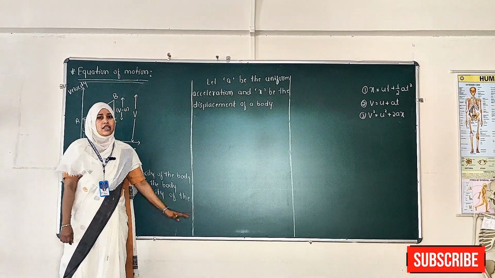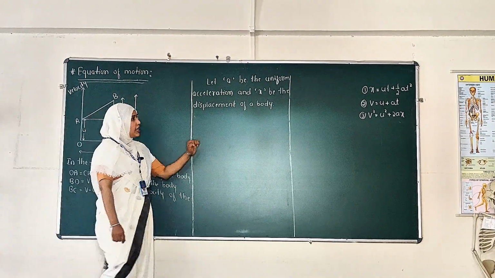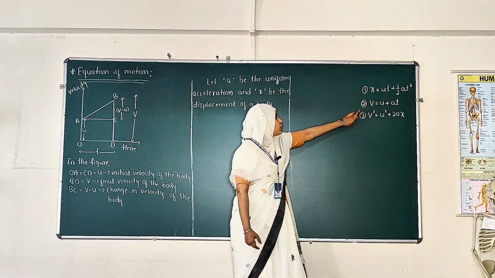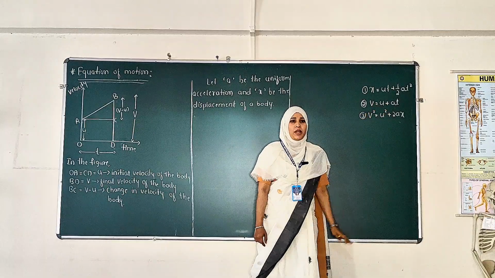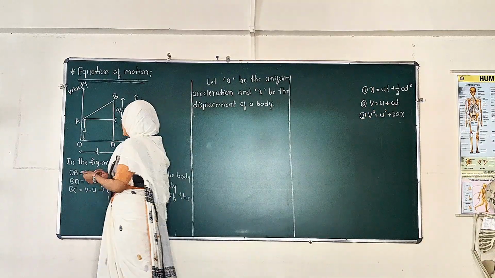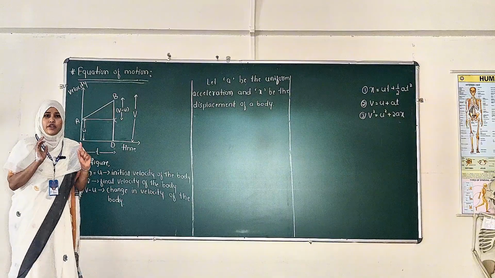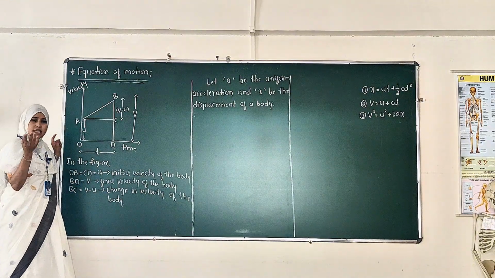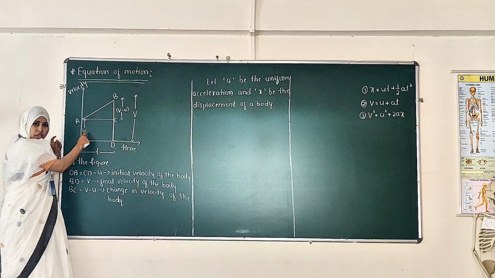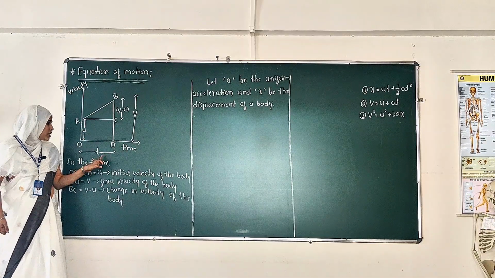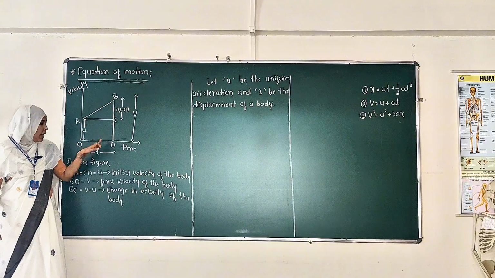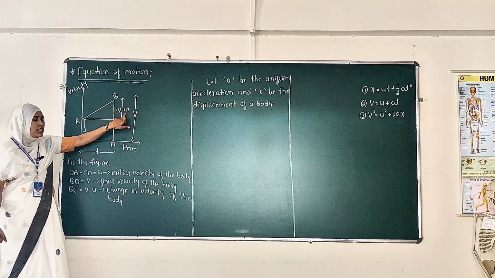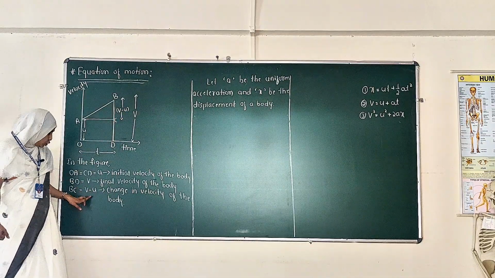Dear students, in the last class we derived the first equation of motion, that is X is equal to UT plus half AT square. Now we will move on to the second equation of motion, V is equal to U plus AT. For this again we require the graph of uniform acceleration, the velocity versus time graph. I draw. Again the terms are the same. The object is initially moving with the velocity U. When it covers the path AB at time t, its final velocity is V. Then the change in velocity is again the same, V minus U.